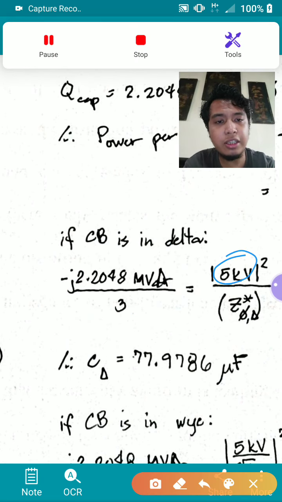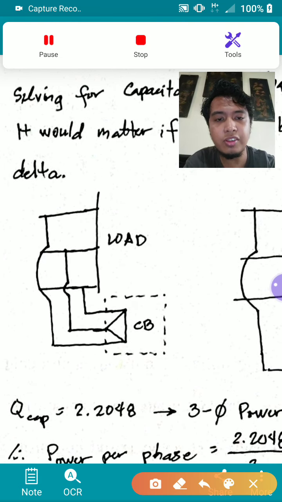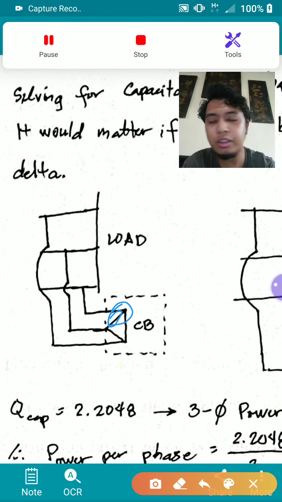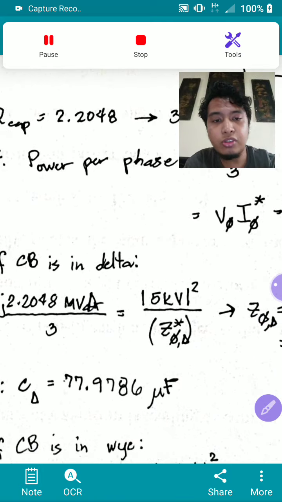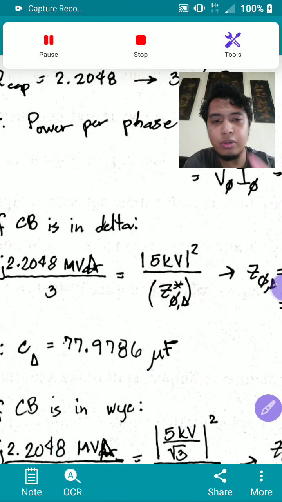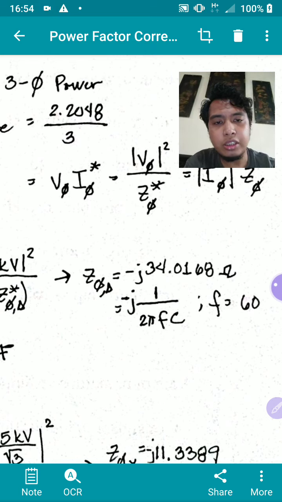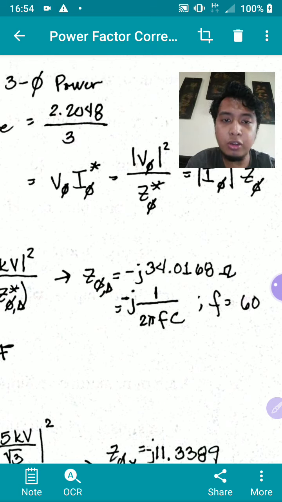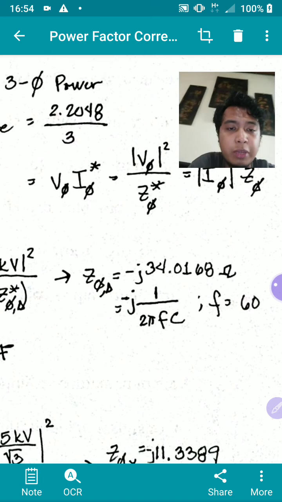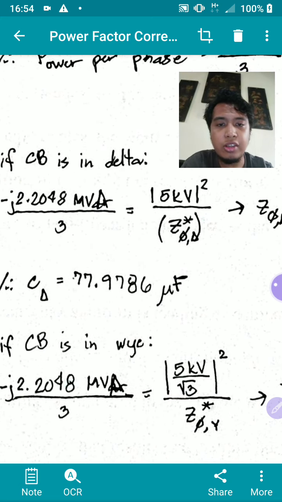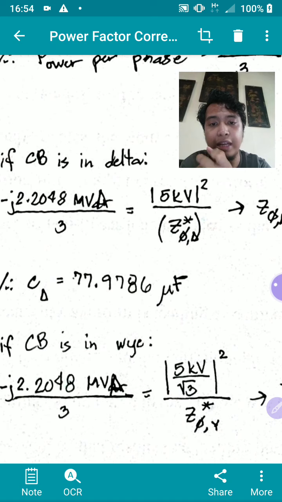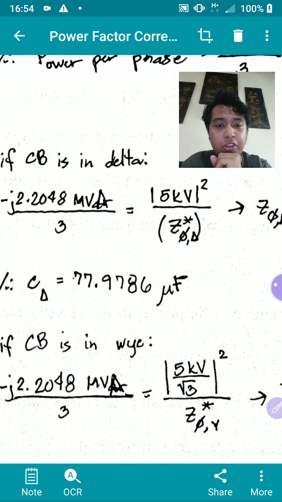Now, why is this V 5 kilovolts? Take note that if this is in delta, the voltage in each phase of the capacitor is actually the line-to-line voltage. So that's why this is 5 kilovolts. You can solve for that, and then you get negative j 34.0168 ohms for Z phase delta, and that is equal to negative j over 2 pi f c, using a frequency of 60 Hz. So that gives you 77.9786 microfarad. So that's basically the capacitance per phase if your capacitor bank is in delta.